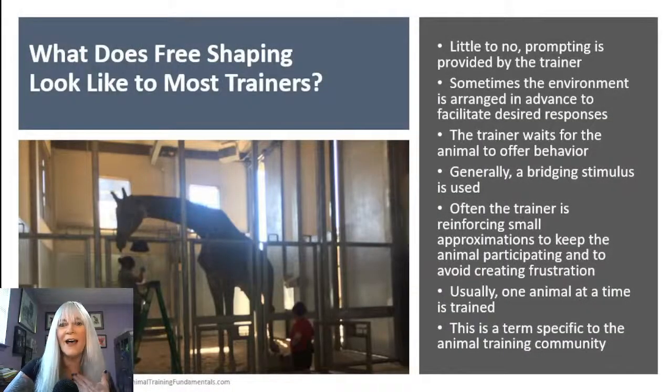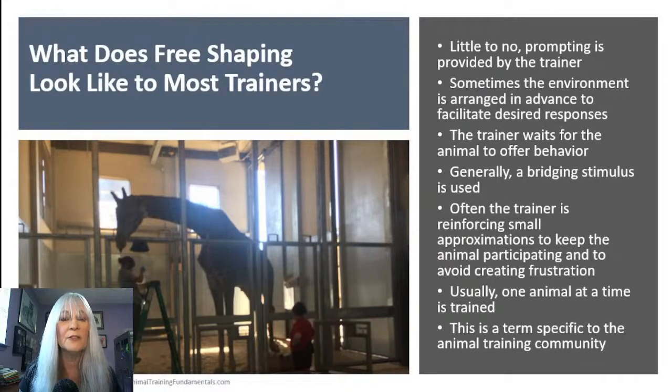So for me, what I think of when I think of free shaping is that there's little to no prompting provided by the trainer. And this goes back to what Caitlin was saying, that sometimes the environment is arranged in advance to facilitate desired responses. And I think both Chris and Annetta said that the trainer waits for the animal to offer behavior. I would say that generally a bridging stimulus is used to let the animal know that whatever behavior they just presented was what's going to result in desired consequences.